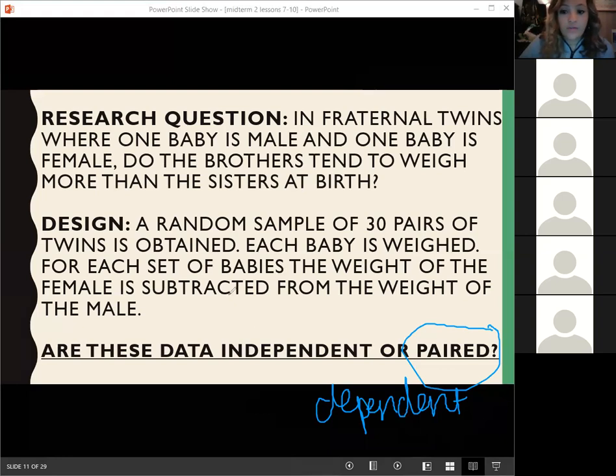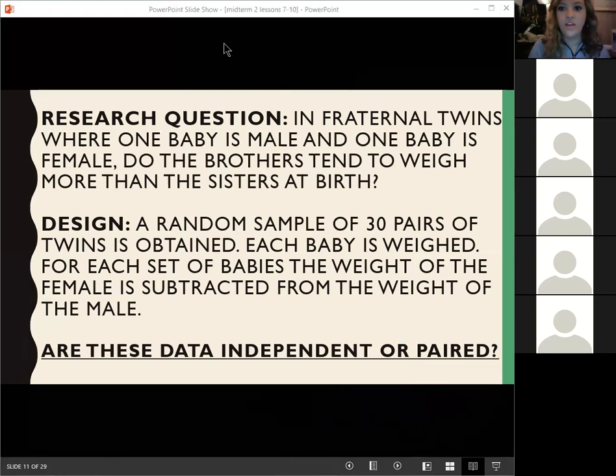So in this case, for each pair, if the male's weight changes, the data that you get is going to change, because when you subtract the two, your end result is going to be different. And it's also talking about twins, so that does depend upon the two and what they weigh. If one changes, that does affect the outcome when you're trying to find the differences. So that's why we call them dependent or paired. Good job, guys. You definitely understand that one. All right, let's keep cruising.